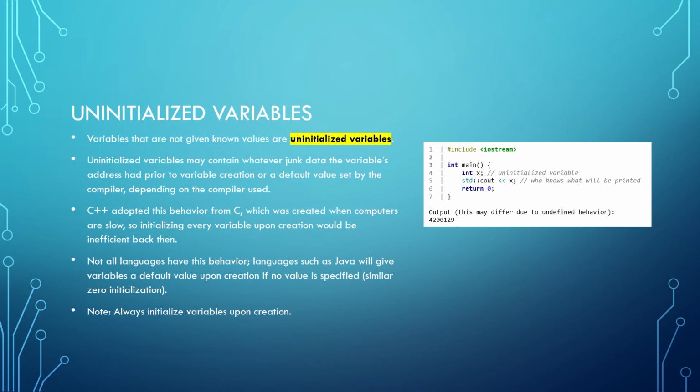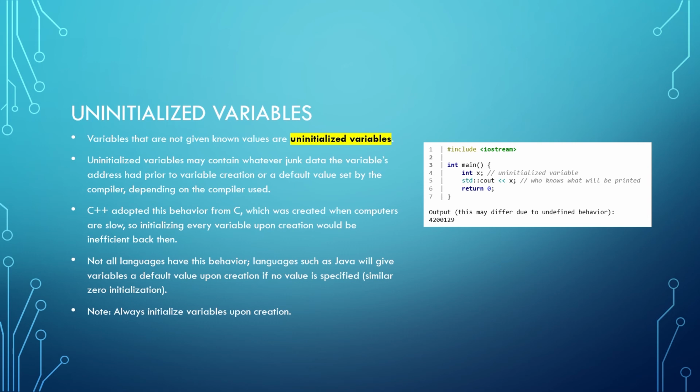And C++ adopted this behavior from C, which was created when computers were slow. So initializing every variable upon creation would be inefficient back then, such as if you want to store a whole file into a bunch of variables. It's going to be really inefficient if you have to initialize all of those variables. Not all languages have this behavior. Languages such as Java will give variables a default value upon creation if no value is specified, and it's specified by the Java language, so it doesn't depend on the compiler.